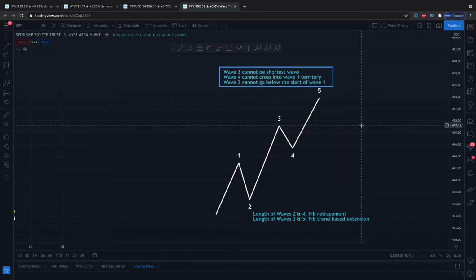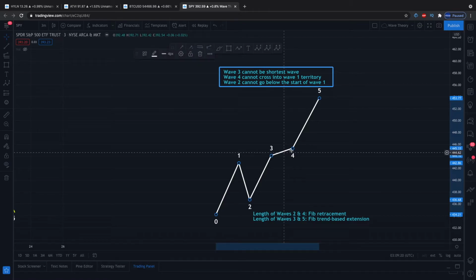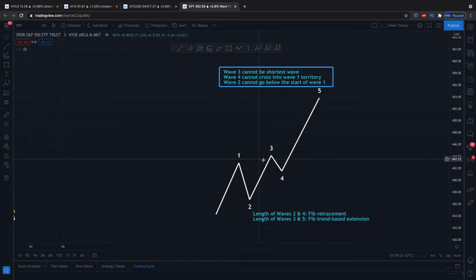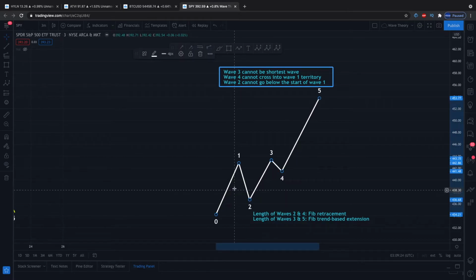So now I just want to overview some of the basic rules that come along with wave theory. For now, I just want to introduce 3 main things. All you need to know is that wave 3 cannot be the shortest wave, so this means that wave 3 will not look like this. If you have a wave 3 that looks like this, which means that it's smaller than wave 1, for example, you don't have a valid wave, and this would not be counted as an impulsive wave.